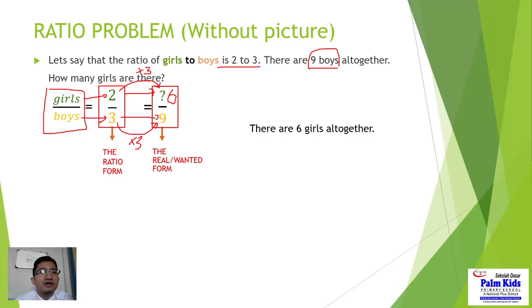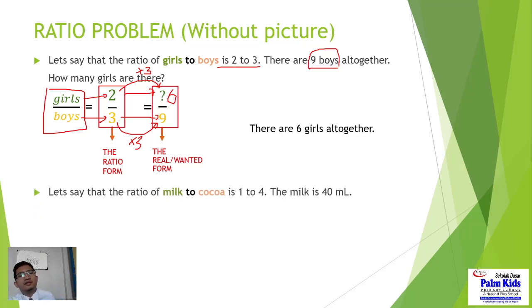Make the fraction, write the ratio form in fraction, and write the real or wanted form in fraction also. And then we multiply to make them equally correct. Now let's say that the ratio of milk to cocoa is 1 to 4. The milk is 40 milliliters.